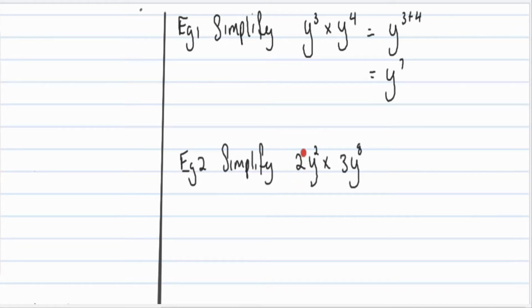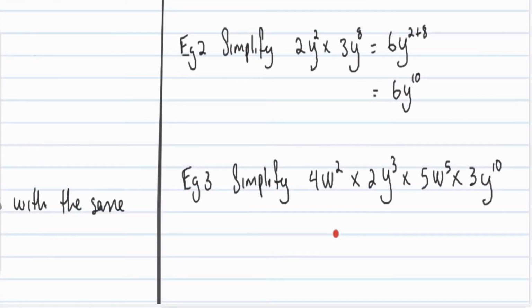Now in example 2, we have 2y squared multiplied by 3y to the power of 8. Now with the 2 and the 3, those are not the same base, so we just multiply them like normal, and we will get 6. And now the y, they have the same base, so we can simply add the powers. And we get y to the power 2 plus 8. So that will give us 6y to the power of 10.